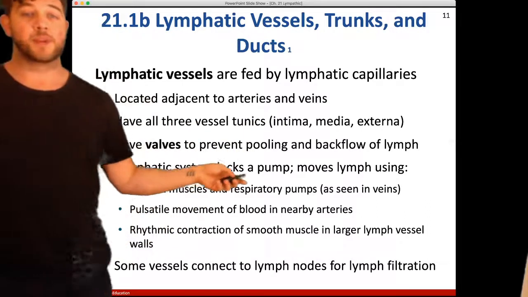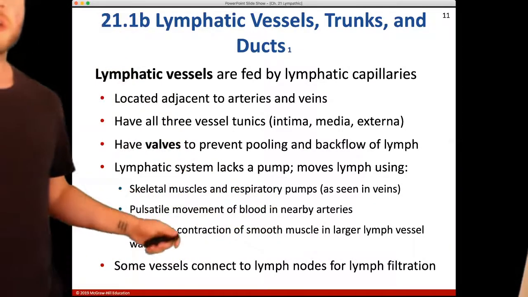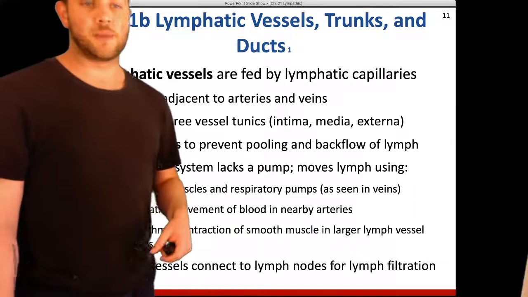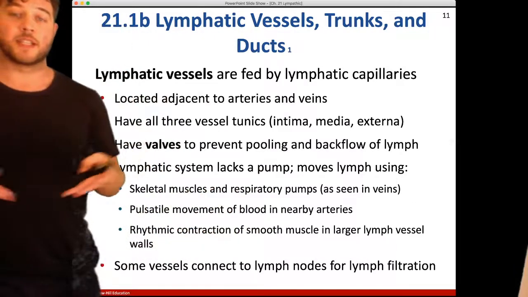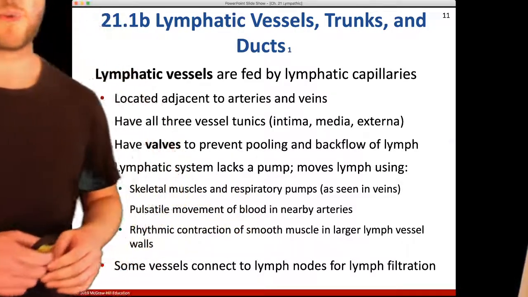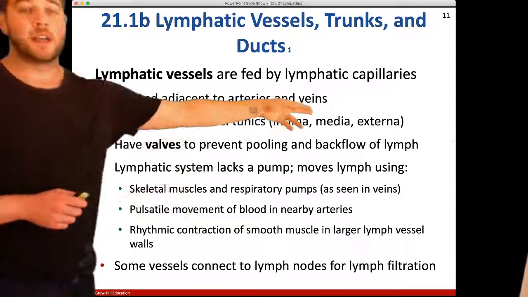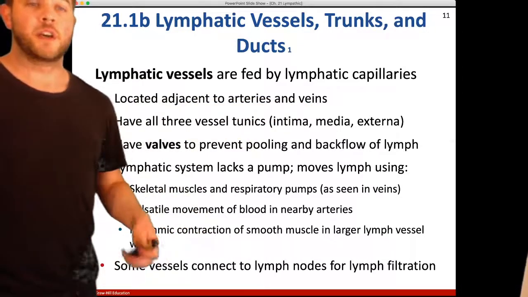And it lacks a pump, so it moves lymph using the skeletal and respiratory pumps like veins do. The pulsal movement of blood in nearby arteries will help to force pressure changes in the lymph system. And rhythmic contraction of smooth muscle in the walls of larger lymph vessels, in the tunica media of some of the larger vessels. Some vessels can connect to lymph nodes for lymph filtration.